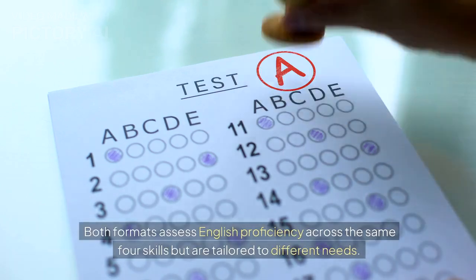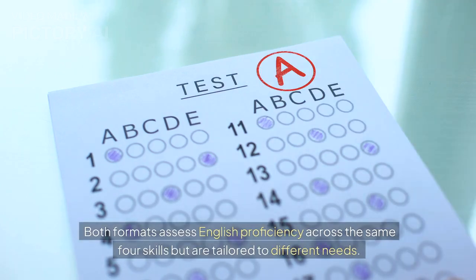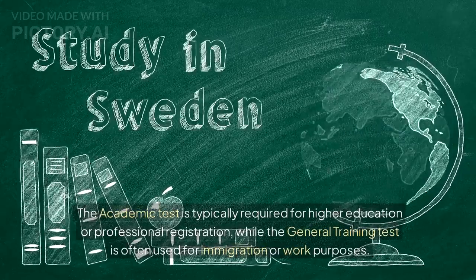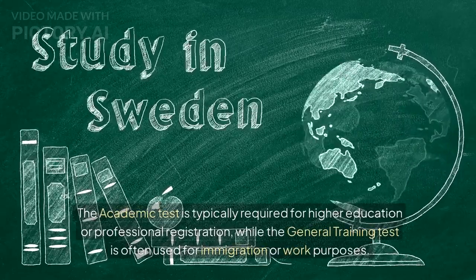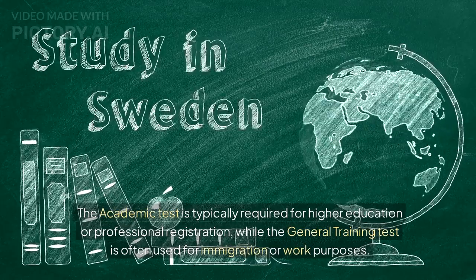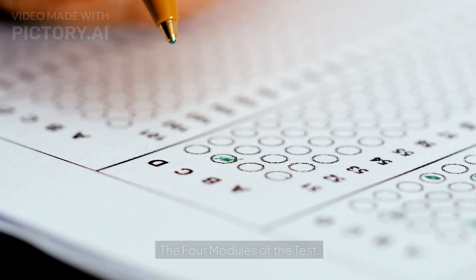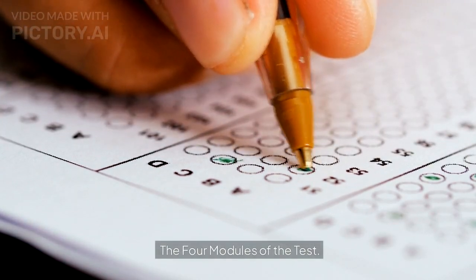Both formats assess English proficiency across the same four skills but are tailored to different needs. The academic test is typically required for higher education or professional registration, while the general training test is often used for immigration or work purposes. The four modules of the test.